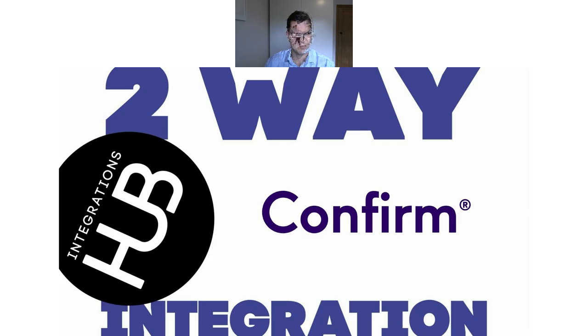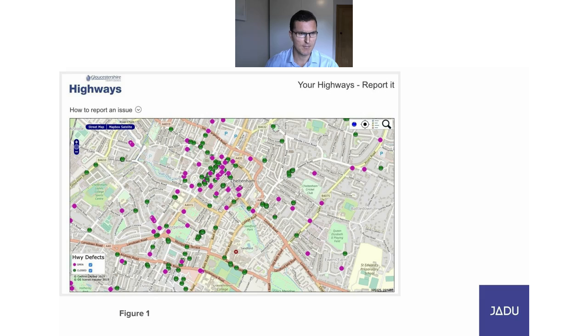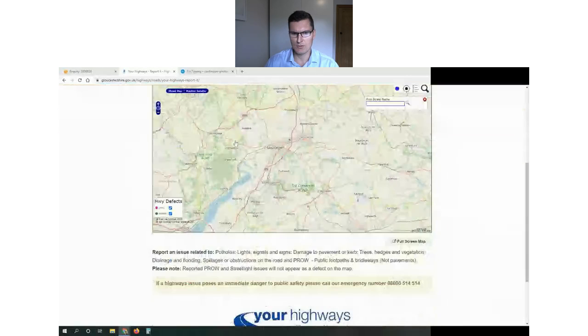That's how that works. Before we wrap up for Q&A, I just wanted to give a couple of other examples. The first one is Gloucestershire County Council. They've got a really nice map here, which I'll share my screen and give you the live view. So just do that now. So this is Gloucestershire County Council.